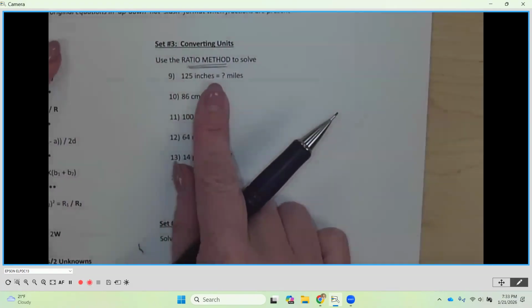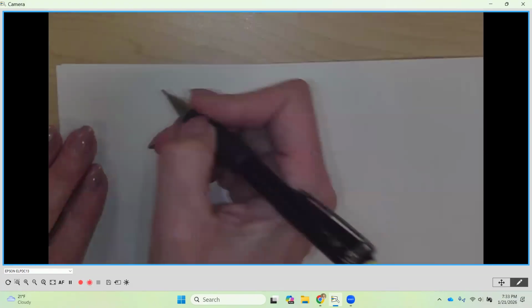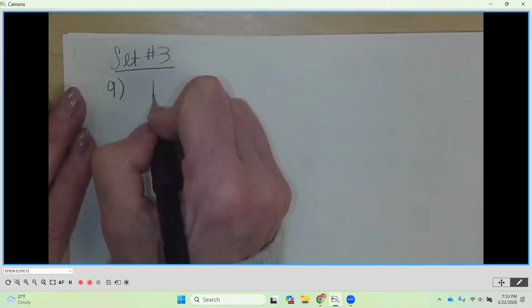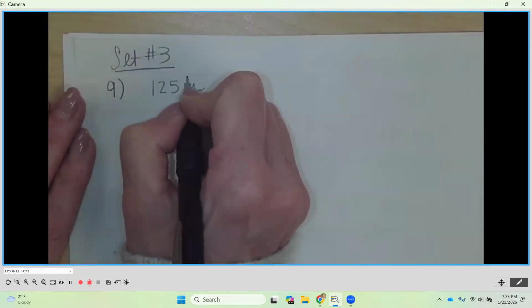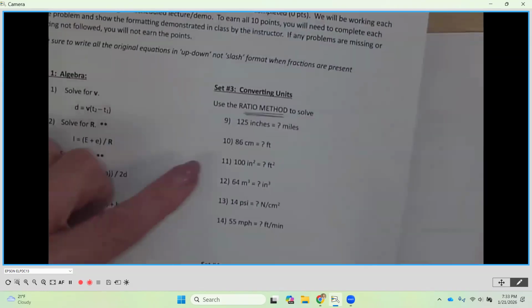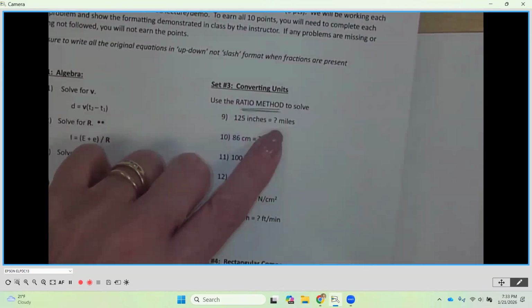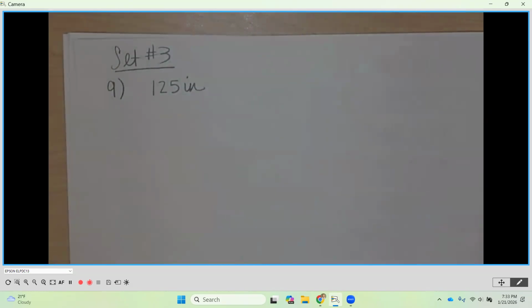So we're going to start with number 9 here. This is going to be set number 3. And this is number 9. We are going to start with 125 inches. You don't have to write out inches. And they want us to convert this to miles. So 125 inches is how many miles? I don't know why we would do that, but it's the process that we're interested in.